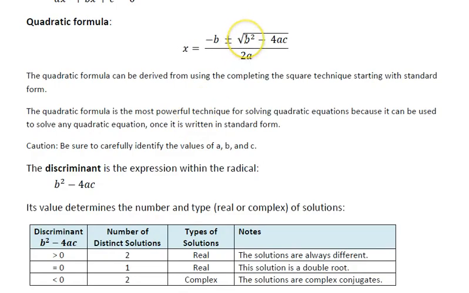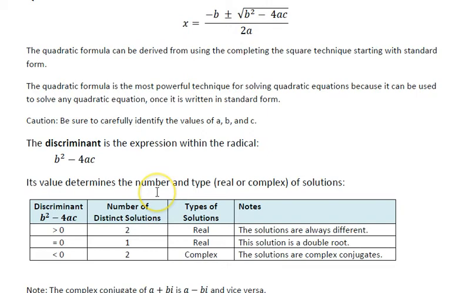Related to the quadratic formula is the expression under the radical sign. It's called the discriminant. The value of the discriminant can be used to differentiate the types and number of solutions that you have, depending on whether the discriminant is greater than 0, equal to 0, or less than 0.